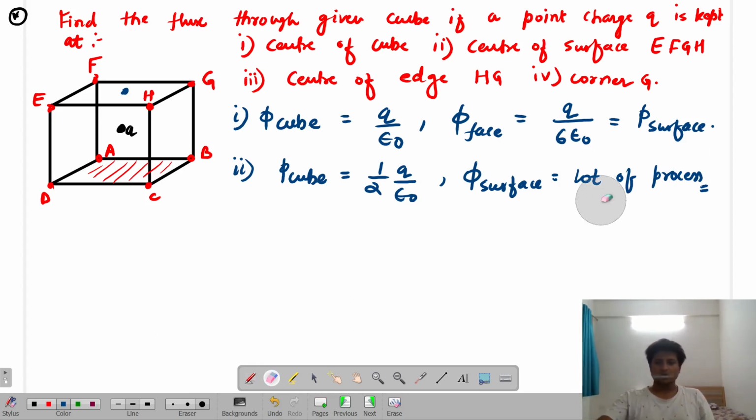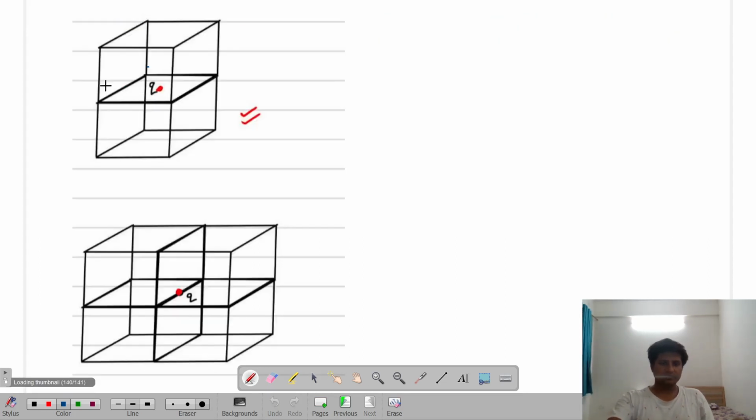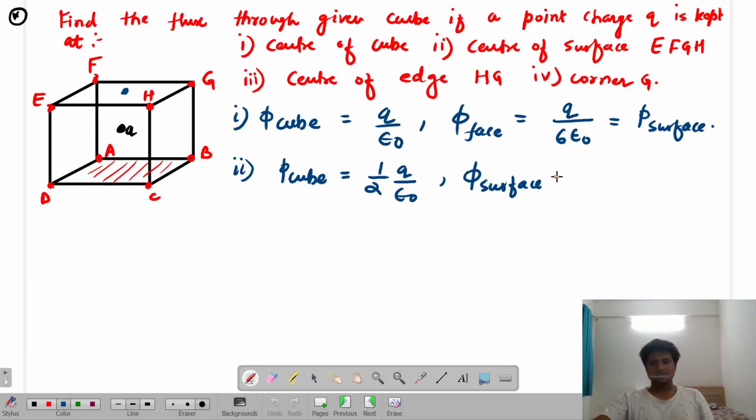It requires a lot of process, but in some questions, like in JEE 2015, they said that if the flux passes through all the surfaces in a symmetrical way, then the flux through one of the surfaces is zero, but for the other five surfaces it can exist or not. So for the other five surfaces, it will be how much? One fifth of the flux through one cube, isn't it? So that is 1 by 10 q by epsilon.